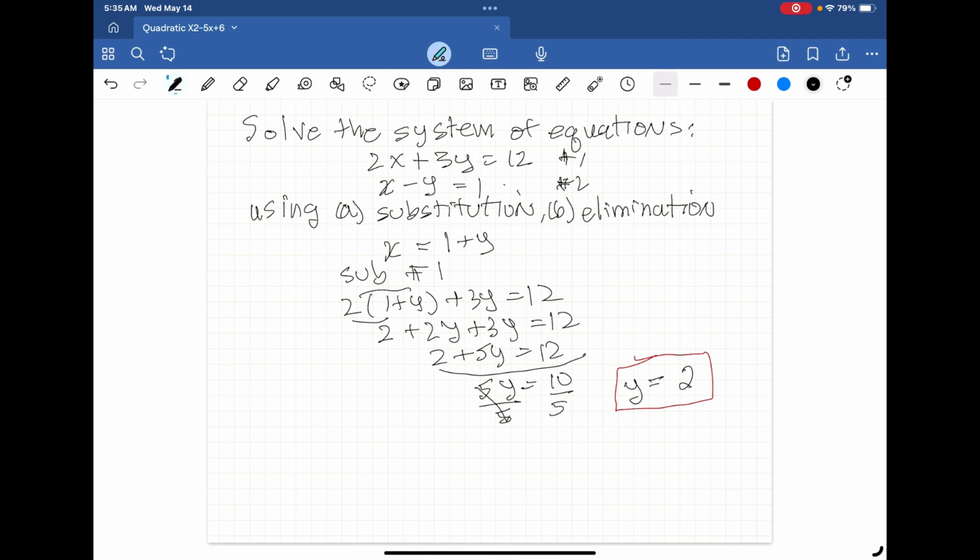Now we want to put y equal to 2 back in equation number 2. So we've got x minus 2 is equal to 1. So adding 2 to both sides of this equation, we get x minus 2 plus 2 is equal to 1 plus 2, these cancel out, x is equal to 3. So there's our first pair. This represents where these two linear lines intersect each other.